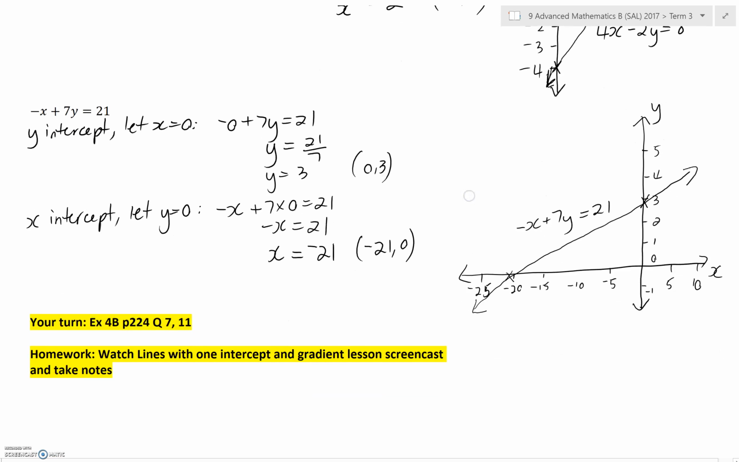So what you're going to do now is exercise 4B, questions 7 and 11, and I would really like it if you finish that to do extra question 10. Good practice for that. And of course the homework for next lesson is to watch the lines with OneNote, intercept and gradient lesson screencast. There may be more than one for that lesson. Take notes, getting ready for our next class. All right, thanks very much. See you then.